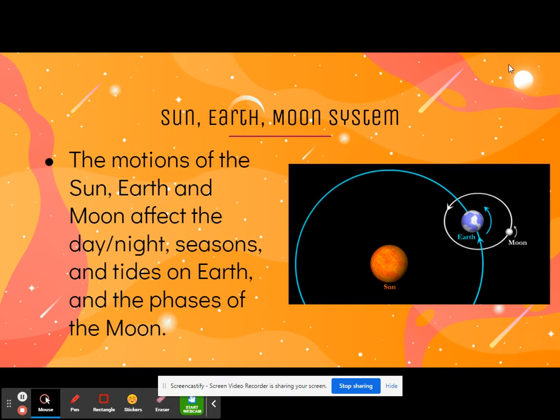So hopefully by now you already know that the motions of sun, earth, and moon all together affect our day and night. They affect our seasons, and they affect tides on Earth. Well, they also affect the phases of the moon. And if you don't know what phases of the moon are, then hang on because we'll get those in just a minute. Are you good?